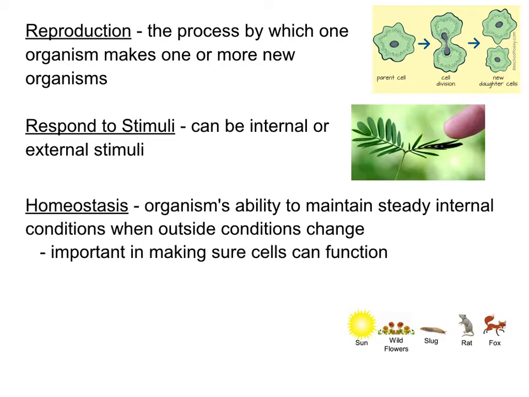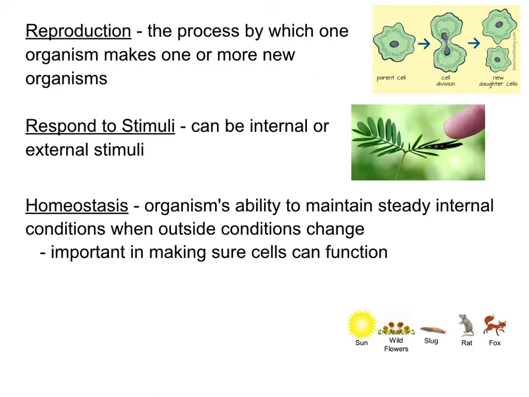The next characteristic would be homeostasis. Homeostasis is just an organism's ability to maintain steady internal conditions when the outside conditions change. It's like keeping the body the same inside. For example, your body maintains your body temperature around 98.6 degrees Fahrenheit. That's part of your homeostasis.